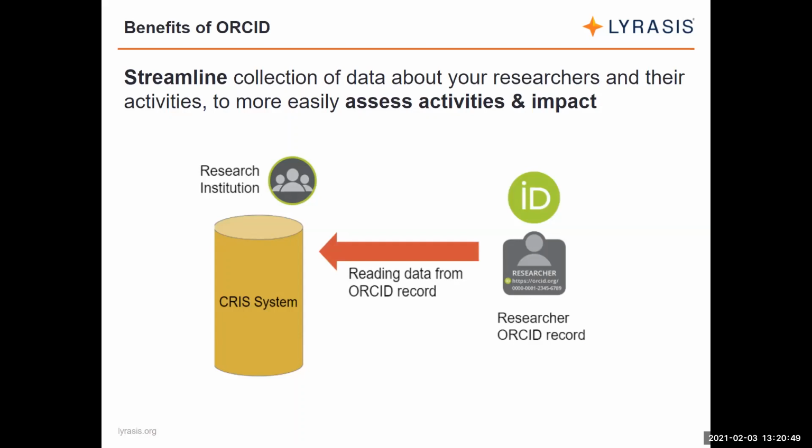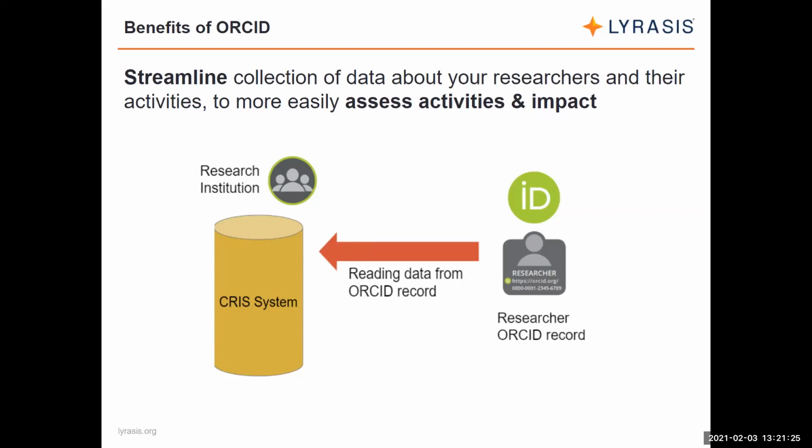Orchid allows researchers to easily store and share this information about themselves, their past employment history, their educational background, the works that they've been involved in, the funding that they've received. They can share that information with organizations through their Orchid record. And so as long as your researchers have their information populated in their Orchid record, you can use the Orchid API to pull that information directly from Orchid rather than having to continually track down your researchers and ask them to fill out forms for reporting.